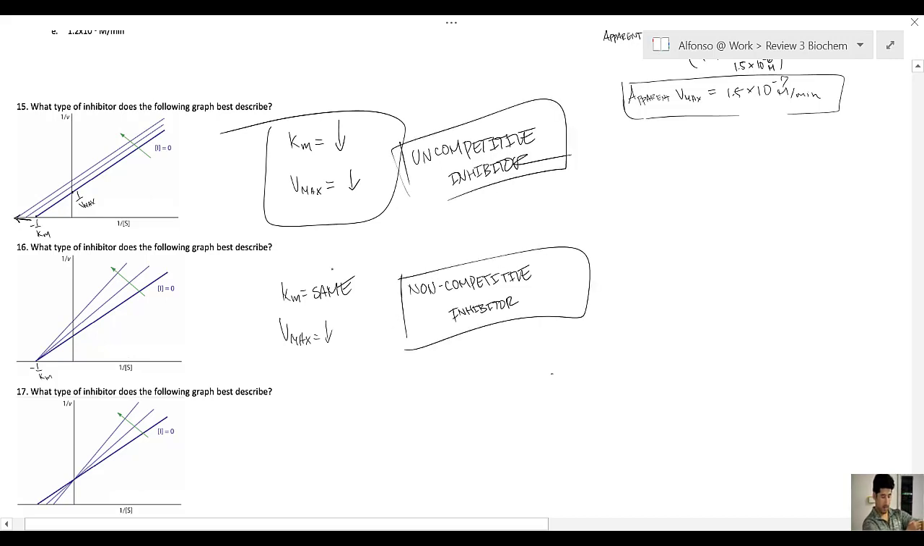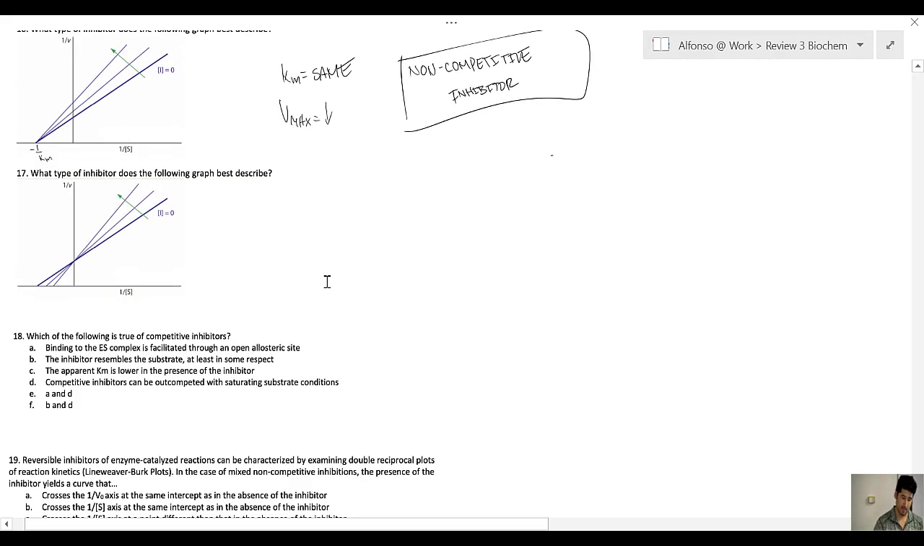All right, so we have a non-competitive inhibitor for number 16. What about 17? What type of inhibitor does the following graph best describe? Here's what I want you to do. I want you to pause the video right now, and I want you to try to do this one on your own. Okay, you didn't pause the video. Nice, I like you. You're a rebel.